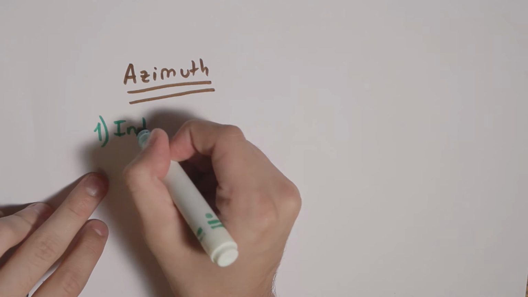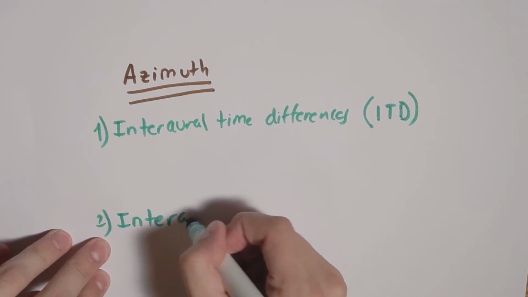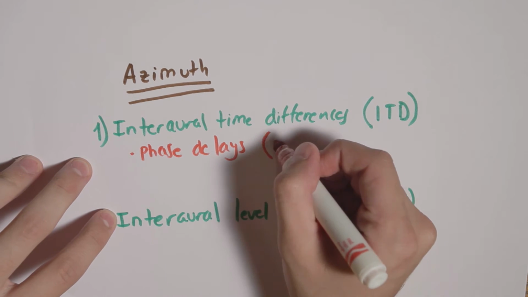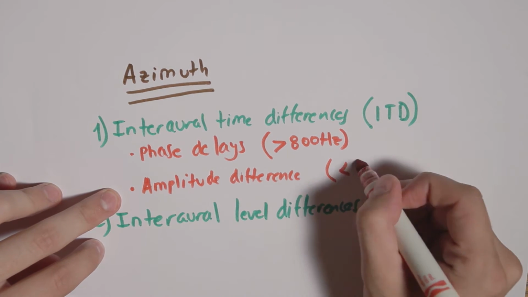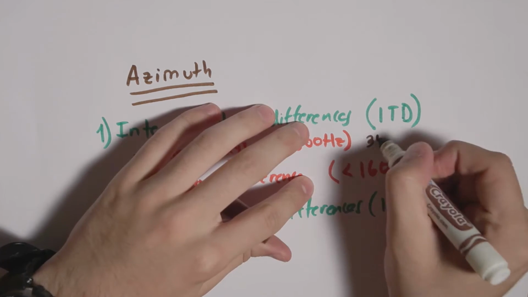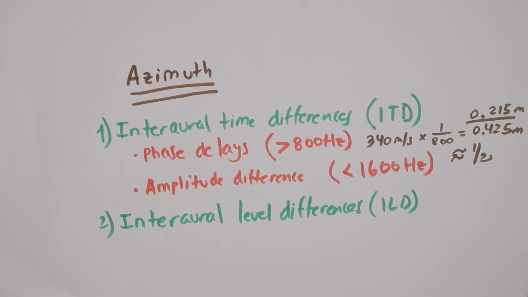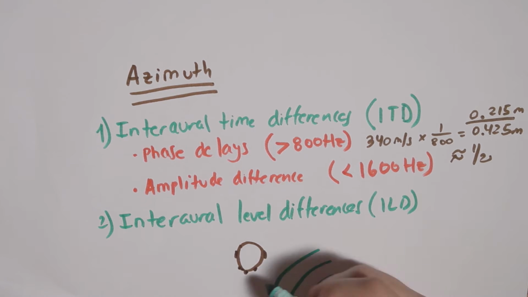Azimuth describes the sound direction on the horizontal plane. Depending on frequency, our brain uses one of two techniques or both. If the frequency of the sound is below 800 Hz and above 80 Hz, interaural time differences dominate. This is because at low frequencies, the human head is about half the size of a wavelength, allowing for a perceivable arrival time difference or phase shift in the signal as perceived by the two ears.